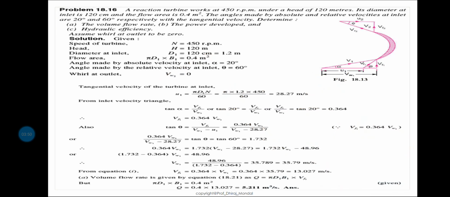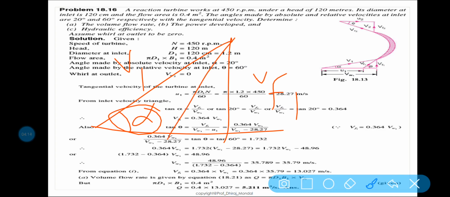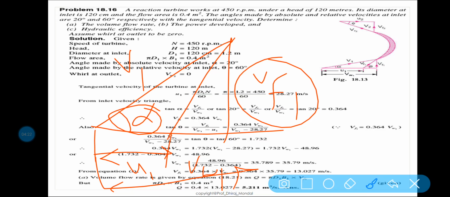How can we find out VF1? You know alpha is given. This is your alpha, this V1, this is your VF1. Alpha is equal to 20 degree. Am I right? This is your U1 and this is your VW1. Ultimately I have to find out VF1. To find out VF1, you need to know either V1 or VW1. So how can we find it out?